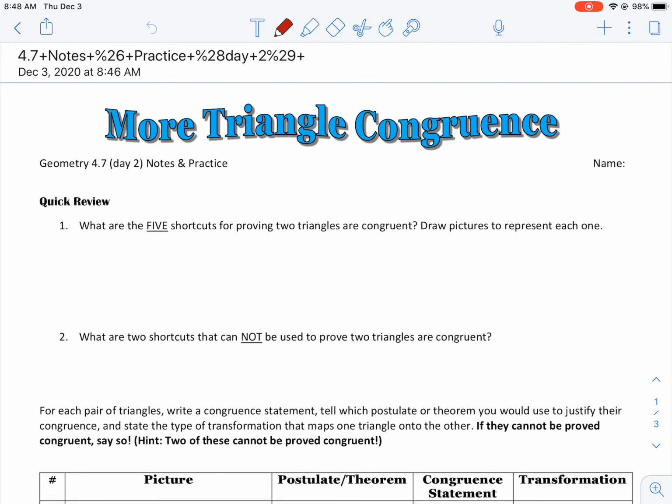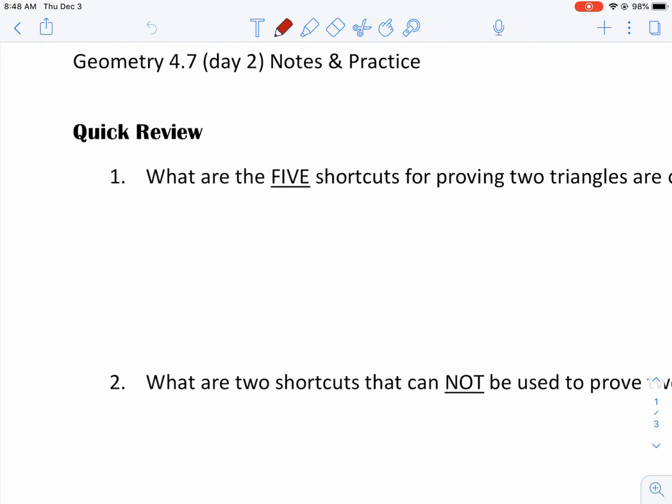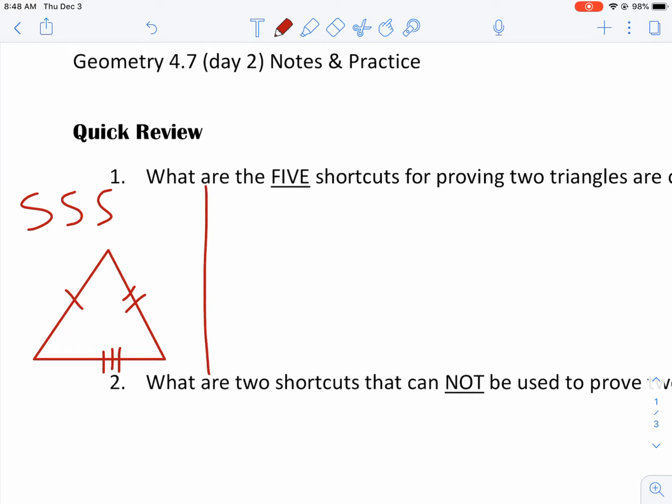So quick review, what are the 5 shortcuts for proving two triangles are congruent? Draw a picture to represent each one. Wow, so we have to draw 5 shortcuts and don't have that much room here. So let's do this. We've got side, side, side. It would kind of look like this. Basically, you know all 3 sides, right?